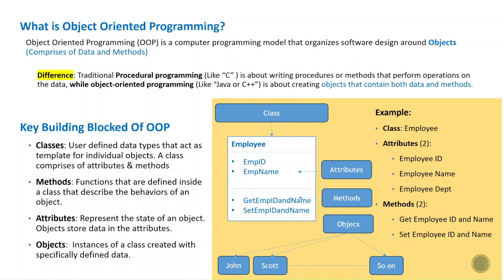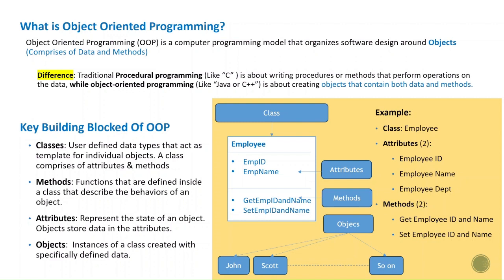So, key building blocks of object oriented programming, there are four of them. One, that is class. You can see class as a blueprint or a template for an individual object, and it comprises of attributes and methods. Methods are the functions that operate on the data or the attributes. Attributes, like I said, are the variables or data points that are part of that class, and objects are actual implementation of that class.